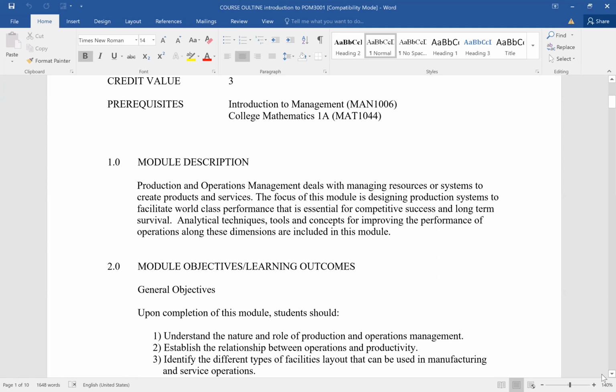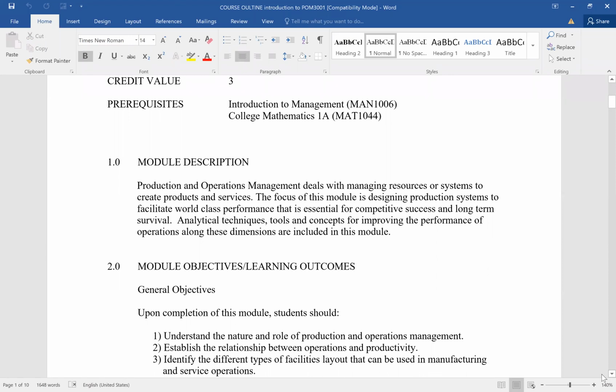But anyhow, in terms of the module description, production operations management deals with managing resources or systems to create products and services. So we're creating products because that's what businesses do. They either create products and sell those products, or they provide a service and charge for those services, right?